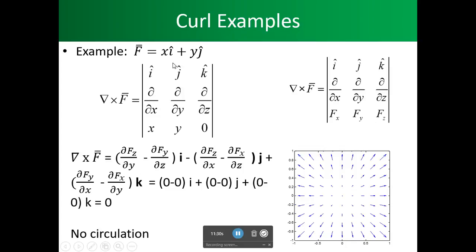So you need the y with respect to y, which you're not taking. You're taking everything else with respect to y, and the same thing with the x. You're taking everything except with respect to x. It gives you 0. So it says there's no circulation. No circulation.